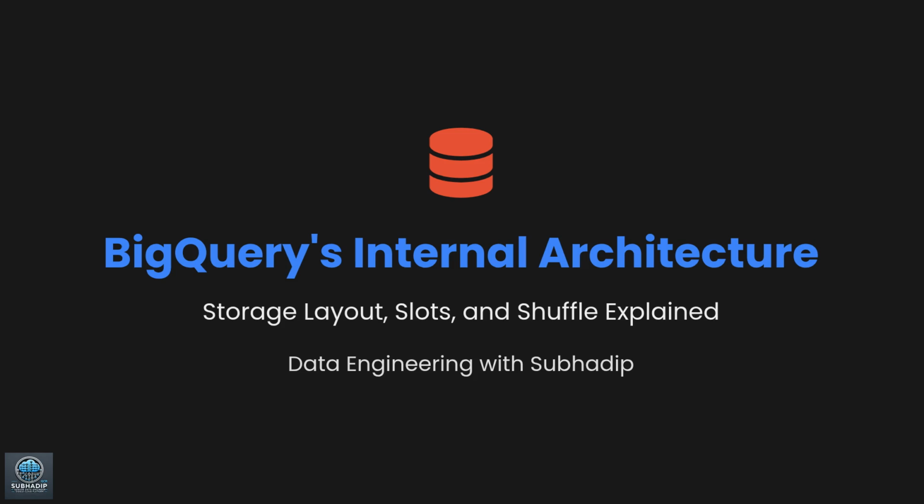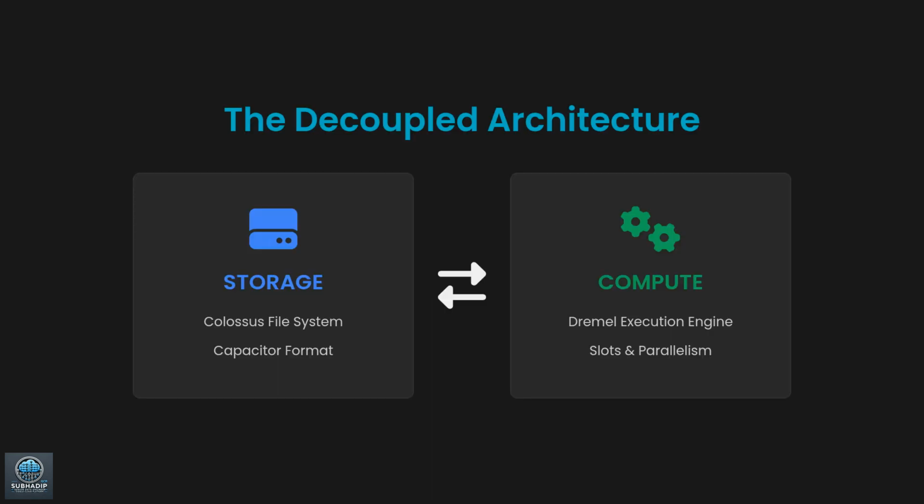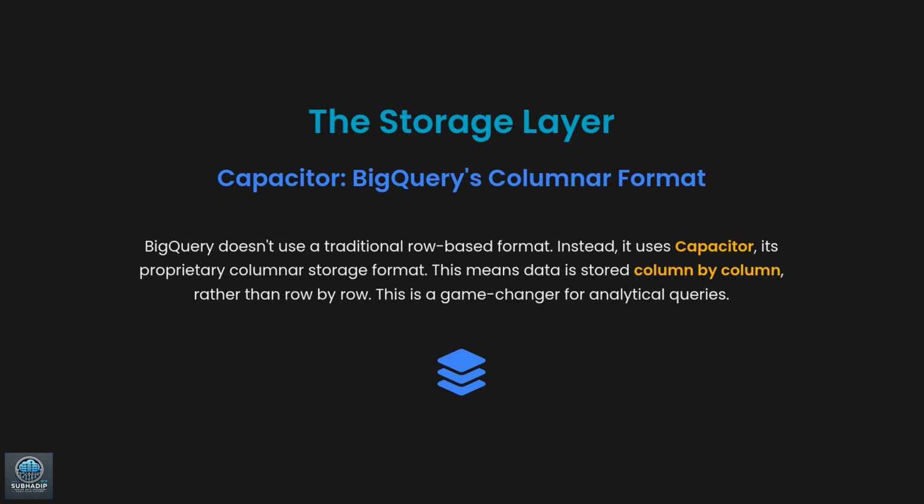In this video, we will take a deep dive into the internal architecture of Google BigQuery, exploring how it stores and processes massive amounts of data so efficiently. At its core, BigQuery has a decoupled architecture that separates storage from compute. This is the fundamental design principle that allows them to scale independently. The storage layer is powered by Colossus, Google's distributed file system, and the compute layer is powered by the Dremel execution engine. Let's first look at the storage layer.